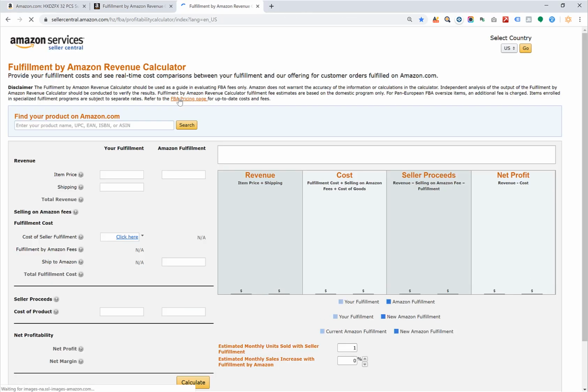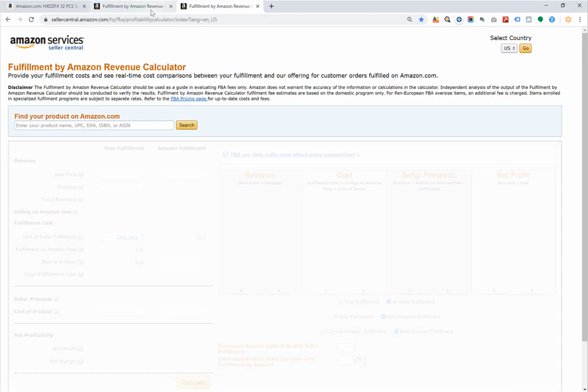And then it's always the top result, and it will take you right here to the Amazon Revenue Calculator, which both of these are the same page. So I'm going to go ahead and close one of them. So it's a very, very simple tool to use.